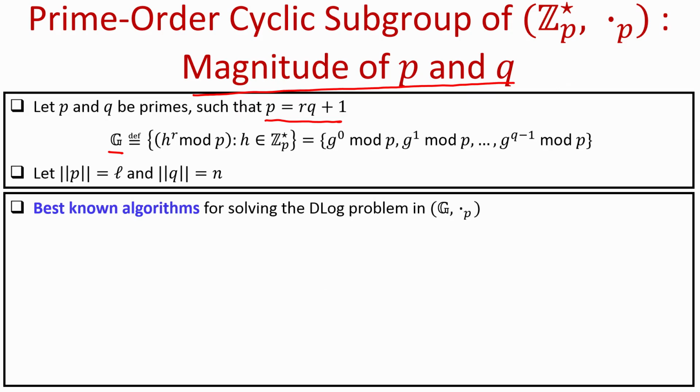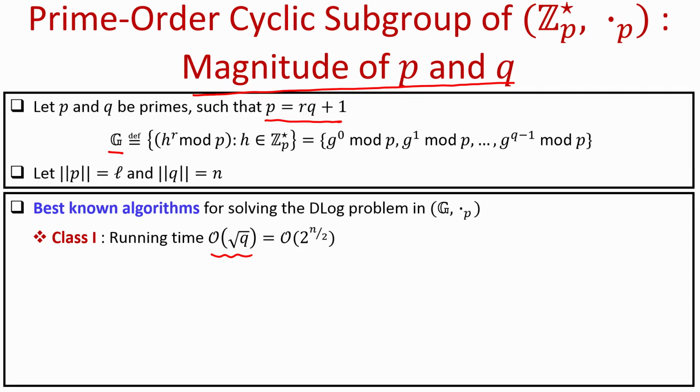Now, the best known algorithms for solving the discrete log problem in the subgroup that we have formed here fall under two categories. We have the class 1 algorithms for solving the discrete log problem in this subgroup, whose running time is of order root q. And now, since q is of the magnitude 2 to the power n, root q will be of the magnitude 2 to the power n by 2.